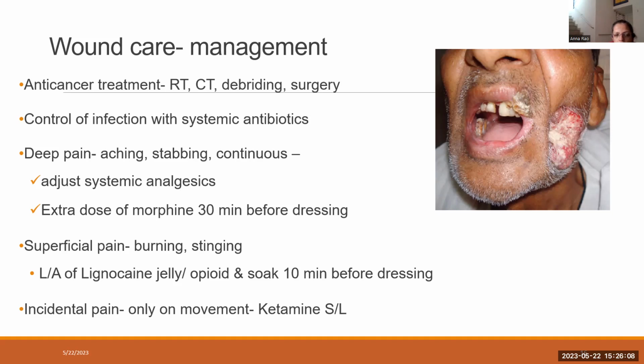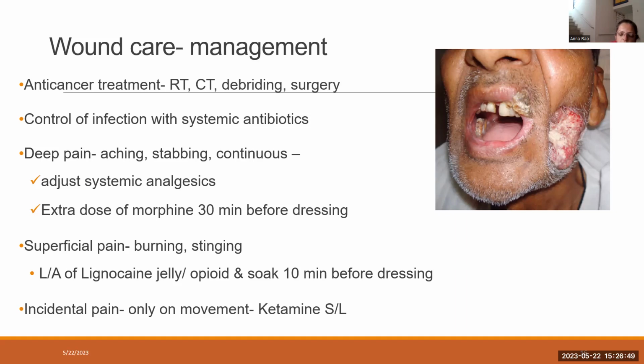If the patient is having burning or stinging type of pain, then local application of lignocaine jelly or opioid drug can also help. So here you will be soaking the dressing just 10 minutes before, and it will alleviate the pain during dressing. So this can also help. And if you are applying metrogel, for example, then you can make a paste of metrogel powder with lignocaine jelly and then apply it over the wound. That is also helpful.